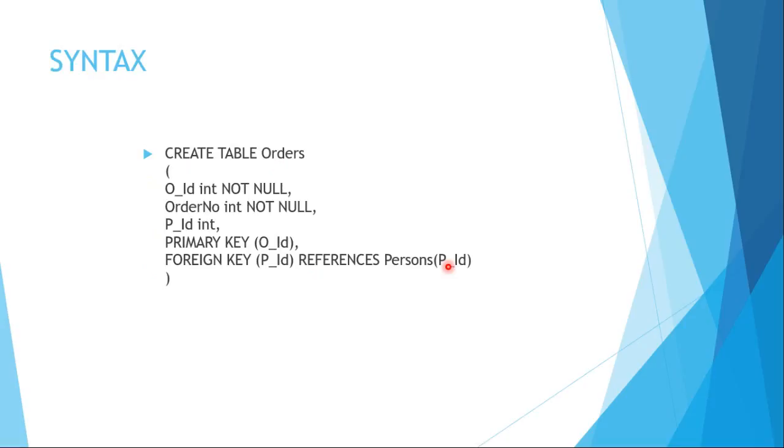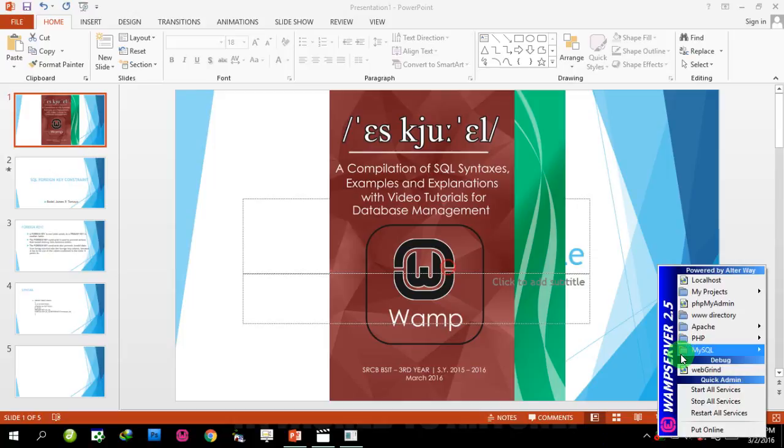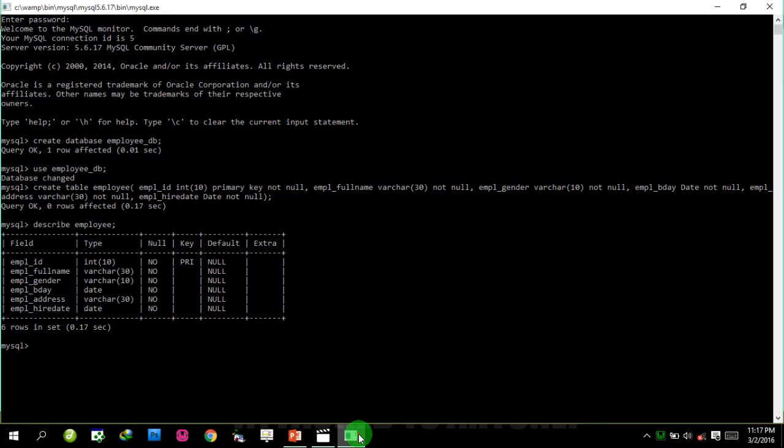So let's begin coding. So first, go on to your WAMP server, click on your WAMP server icon, go to MySQL and choose MySQL console. So a command prompt will appear.